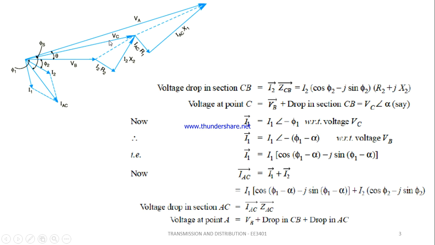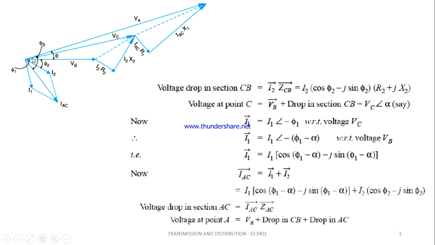At VC, we have a current called IAC. Yes, we have VC here, and the current which is going to flow is IAC. This IAC is drawn at an angle of phi. Now this IAC flows through the section AC, where we have a resistance R1 and inductance X1. So let us draw IAC R1 in phase with IAC, and at 90 degrees we draw IAC X1. By adding these three components we get voltage VA.